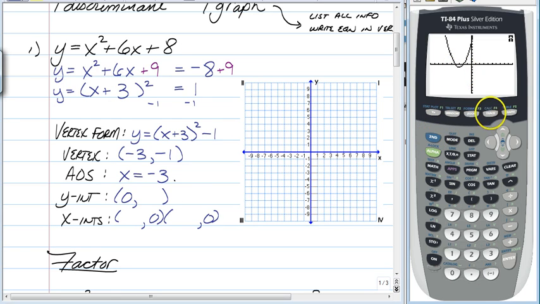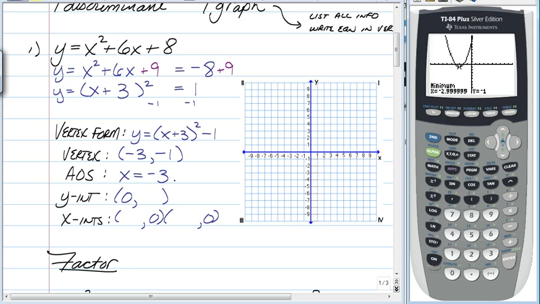So if you press second trace and then you go to number 3, which is minimum, remember it's going to ask you for the left bound, which means you take your little blinky guy and you take him all the way to the left side of your vertex. And we're going to click enter. And then when it says right bound, you take your little blinky guy and you take it to the right side of the vertex. You click enter. And then when it says guess, you go down to where you think the vertex is. You press enter one last time. And of course, we can round that to negative 3, comma, negative 1.